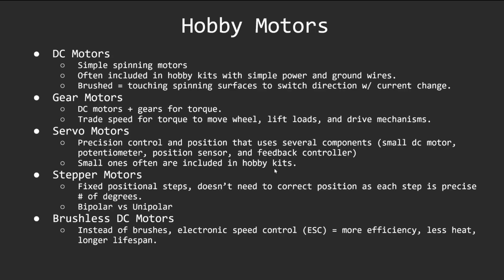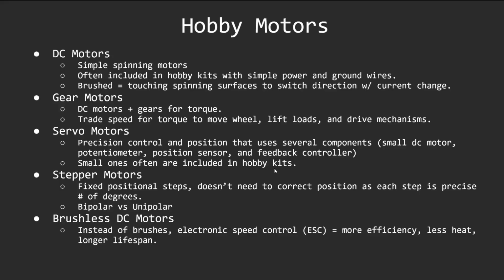Now, we're really going to be talking about five categories of motor, and three of them are pretty similar. You've got your DC motors. These are simple spinning motors. You'll often see them included in a hobby kit. They really just have a power and a ground wire. There's a little brush on the inside that touches surfaces to switch direction with current changes. And yeah, that's pretty much it.